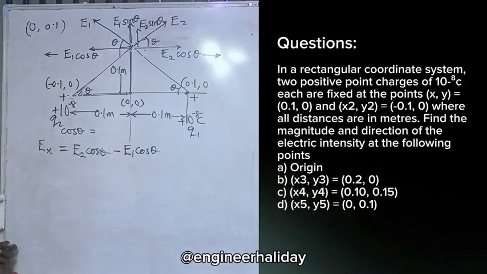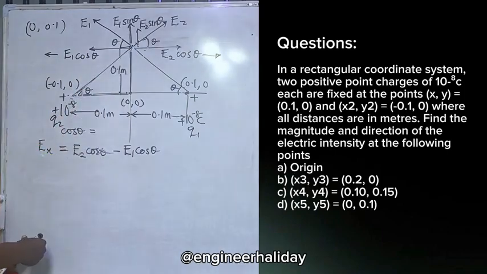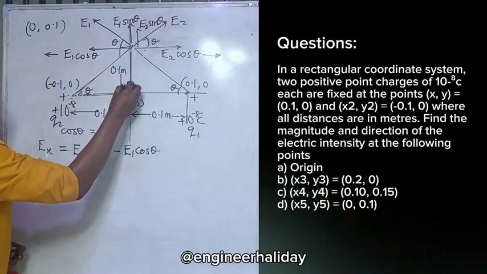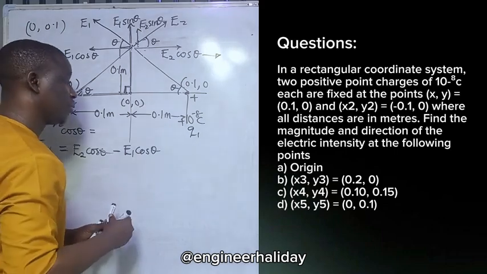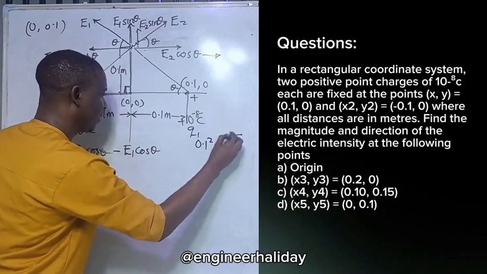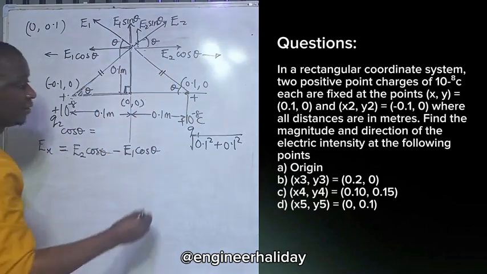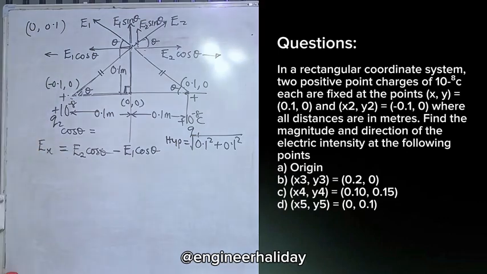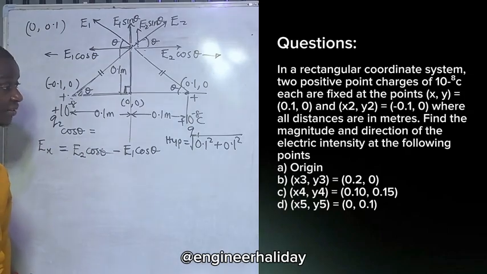Don't forget that cos theta is equal to adjacent over hypotenuse. Now, let me calculate the distance from here to here. How do you get the distance? Here is 0.1 and here is 0.1. This is a right-angled triangle, so let us find the hypotenuse. We find the square root of 0.1 squared plus 0.1 squared. That gives the hypotenuse, which is the distance of the charges to where we are calculating our electric field.